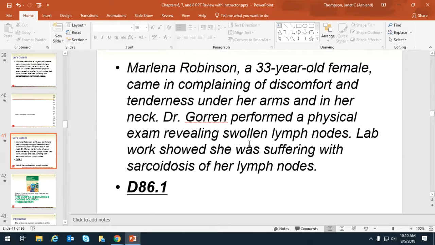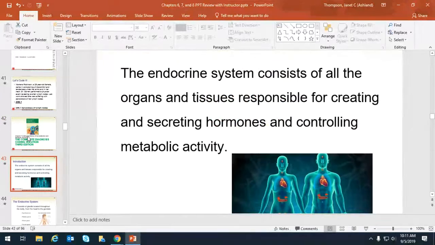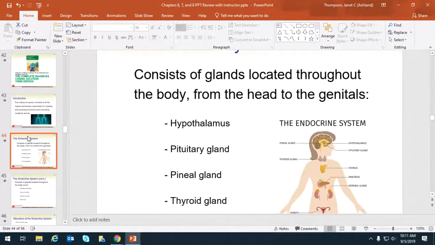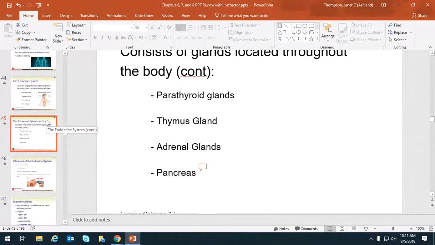Not too bad. All right, we move right along into the endocrine system, which includes the top offender, diabetes. So the endocrine system is responsible for secreting hormones that control our metabolic activity. These hormones are secreted in the blood. They're basically like keys that turn on different functions of the glands. And there's several glands throughout the body. So the thyroid gland can be a big offender for hypo or hyperthyroidism.